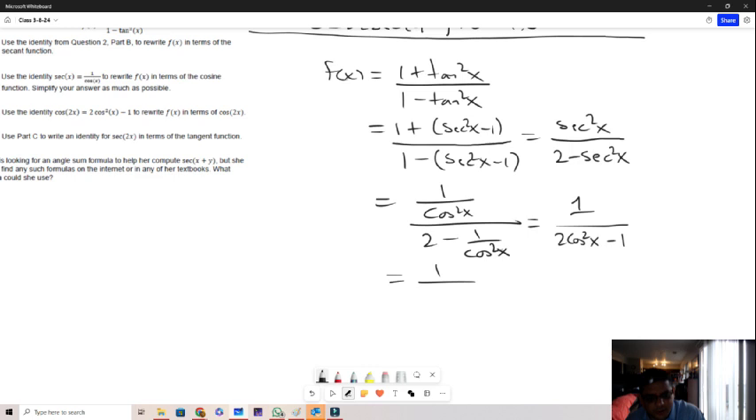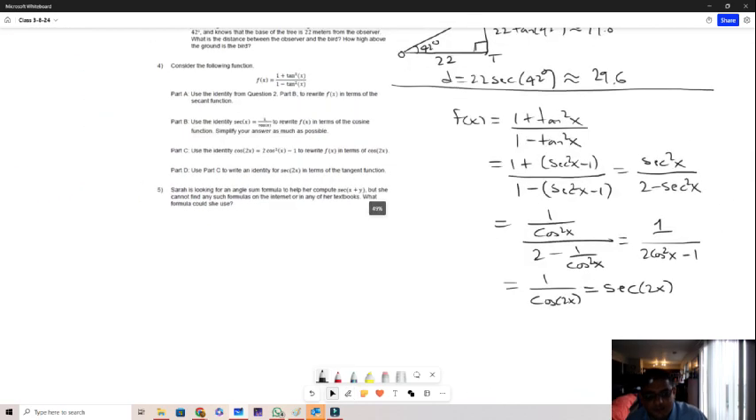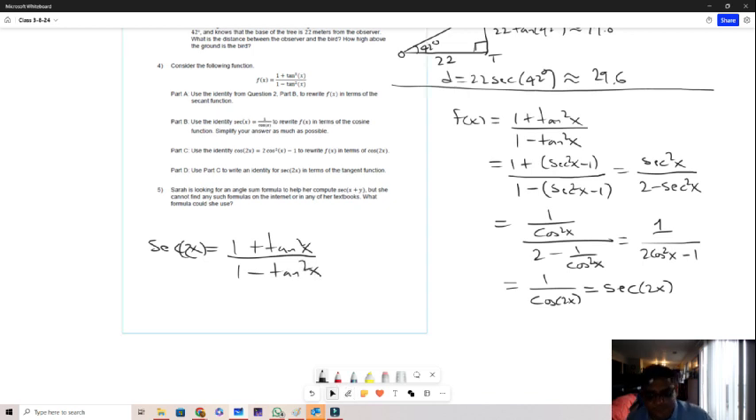And so this is 1 over cosine of 2x, and then if 1 over cosine is secant, then we can see this as secant of 2x. Oh, so we just found an identity for the secant of 2x. We just found that secant of 2x is equal to 1 plus tangent square over 1 minus tangent square of x.